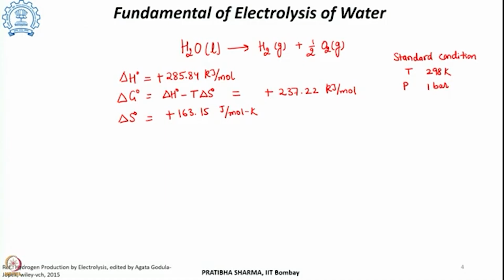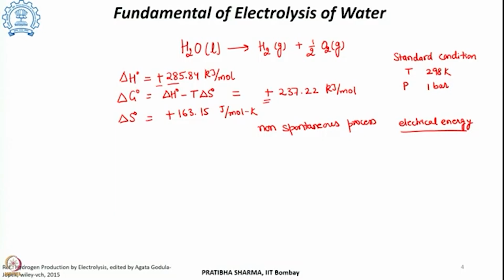Now we can see that the enthalpy change is highly endothermic, and as such the delta G is positive, thus it is a non-spontaneous process. And it requires a certain amount of energy which needs to be fed for the splitting up of water, and that required energy comes in the form of electrical energy. So when we supply this electrical energy, the water splits into hydrogen and oxygen, its constituents.